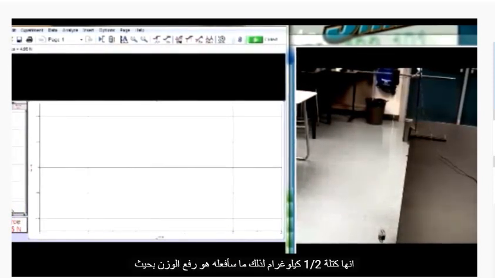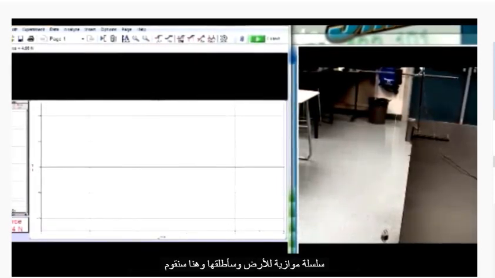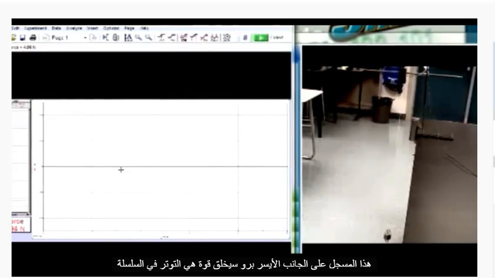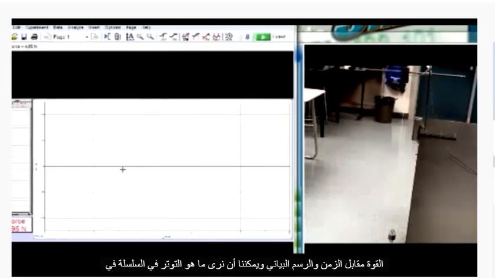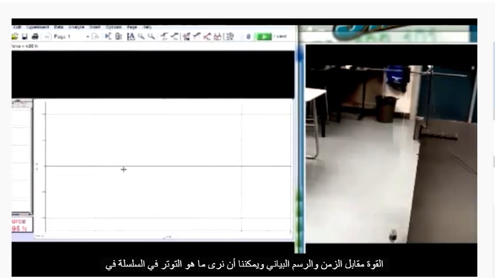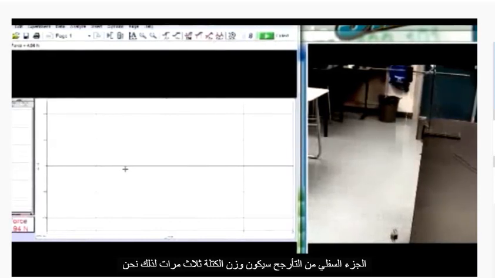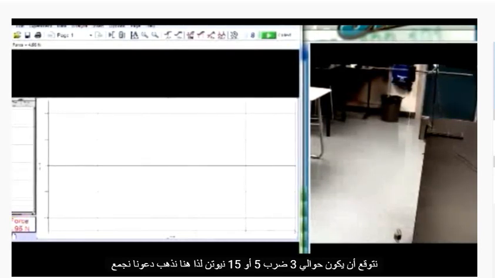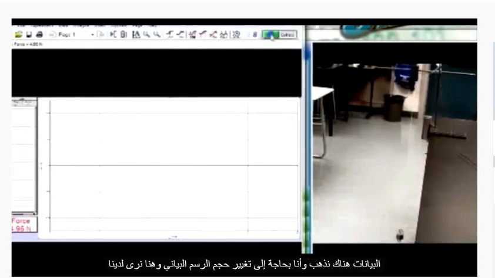So what I'll do is I'll raise the weight so that the string is parallel to the floor, and I'll release it, and over here on this left side, Logger Pro will create a force versus time graph of the tension in the string, and we can see what the tension in the string is at the bottom of the swing. Is it going to be 3 times the weight of the mass? So we expect it to be about 3 times 5, or 15 newtons. So here we go. Let's collect the data.